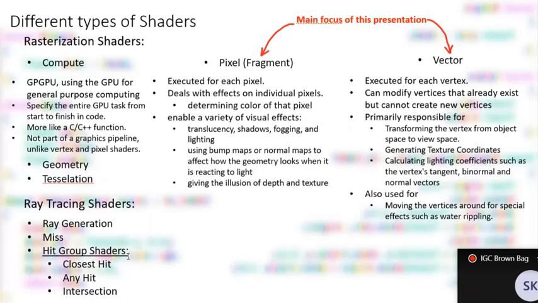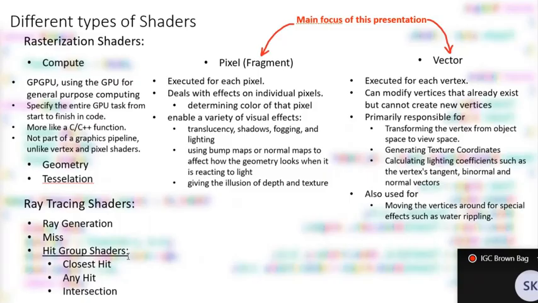So the vertex shader is executed for each vertex that is submitted by the application. It is used to modify the position of vertex, color, and texture coordinates in the rendering process. It can make changes to vertices that already exist, but it cannot create new vertices. It is primarily responsible for transforming the vertex from object space to view space, generating texture coordinates, and calculating lighting coefficients such as the vertex tangent, binormal, and normal vectors.